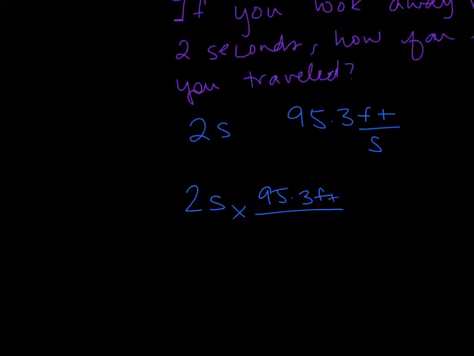So I'm going to write 95.3 feet per second, because every 1 second that passes by, we've gone 95.3 feet. So seconds cancels out, and I'm left with feet. So then I just have to put this into a calculator, and I'll get the answer. And so what I end up with is 190.6 feet. So that's how many feet you travel if you're going 65 miles per hour and you take your eyes off the road for 2 seconds.